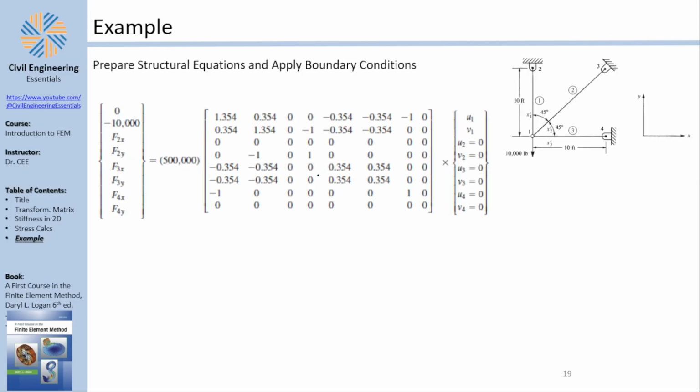Now we have to solve it. How do we solve it? Well, this is our K capital now, because that's our global stiffness matrix. K capital is the summation of all K smalls without a dash.